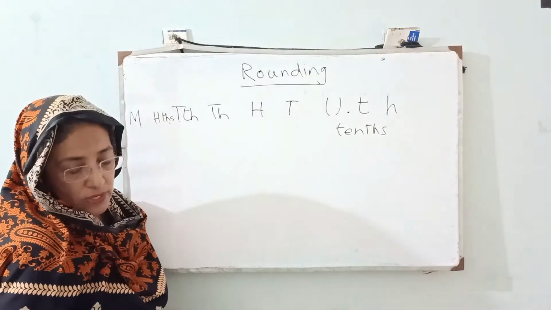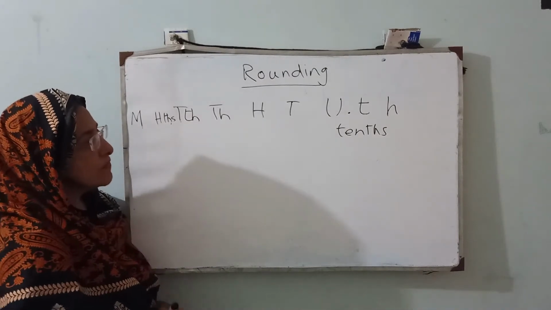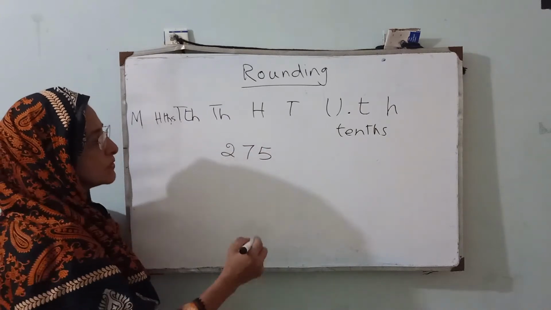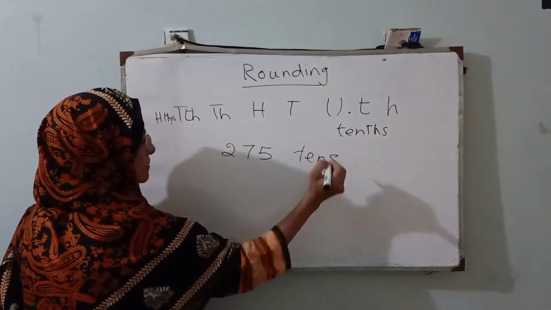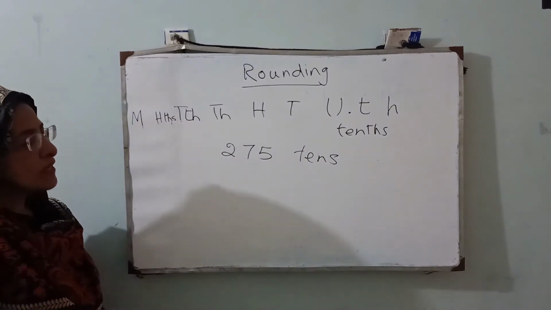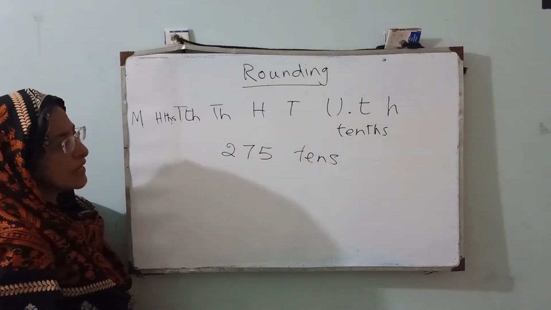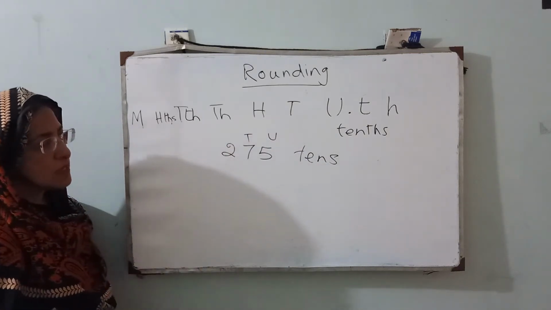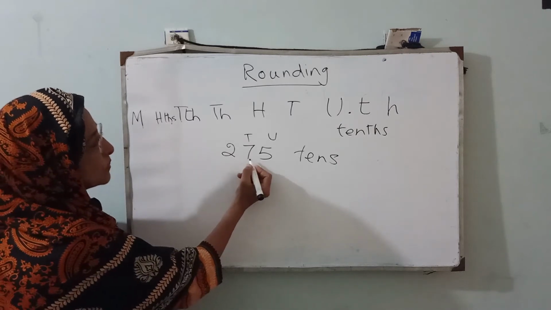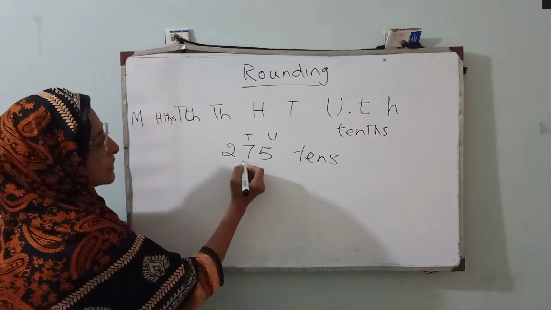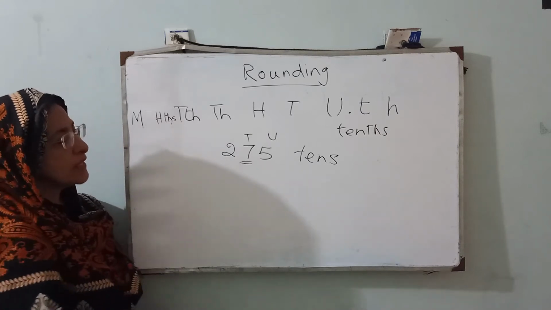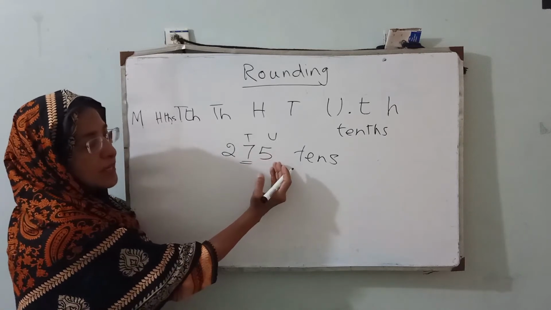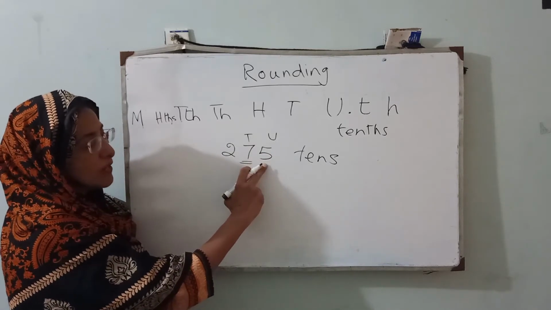Now if we have to round a number, for example, if I have a number 275 and I want to round this number to the nearest tens, what I have to do is, this is the number at the unit place, this is the number at the tens place. So I want to round the number at the tens place. I am going to underline it, or you can circle it if you want to. And then you are going to see the very next number, which is 5 here.